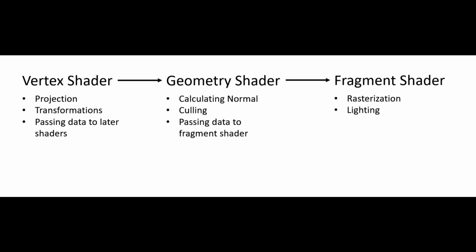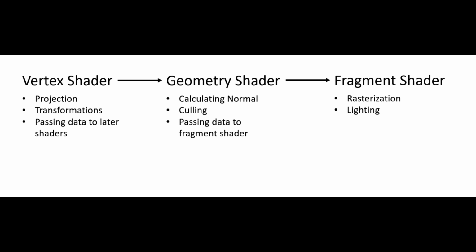First comes the vertex shader. This vertex shader takes in the position of the vertices of the triangle, so 3. And what it does is it handles projection, transformations, being things like rotation and translation of objects, or also translating an object's vertices into camera space. And also it passes data that might be necessary for later shaders into the geometry shader.